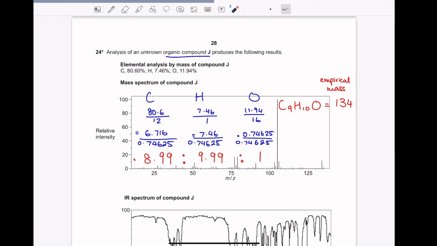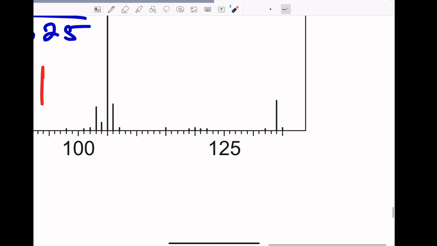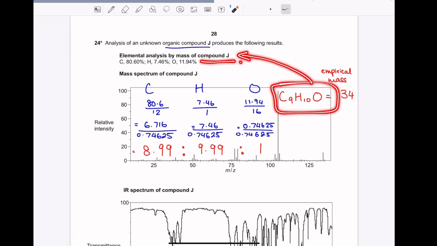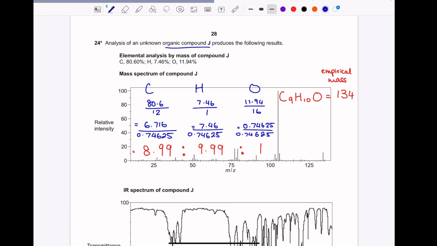And I've also found the empirical mass so that it can be compared to the m/z value of the molecular ion peak. And that molecular ion peak looks to be at about an m/z of 134, so it's the same as the empirical mass, which means that this empirical formula is the same as compound J's molecular formula. And this provides useful information, such as just having one oxygen in its structure limits compound J to either being an alcohol, ketone, or an aldehyde.